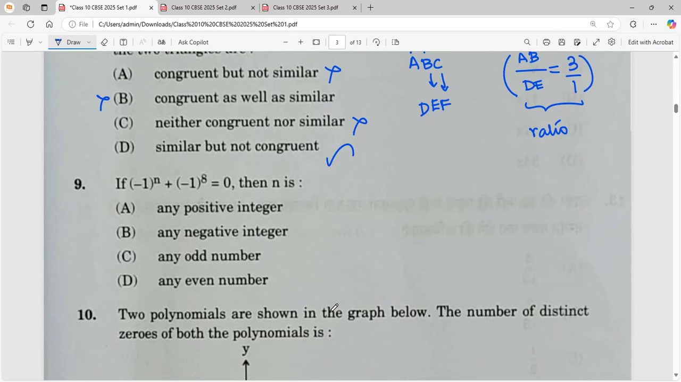(-1) power n plus (-1) power 8 is equal to 0. So (-1) power 8 is 1, so 1 plus what makes it 0? 1 plus -1 makes it 0. So (-1) power n has to be -1, which means n has to be any odd number. Is it in the options? Yes, it is option C.